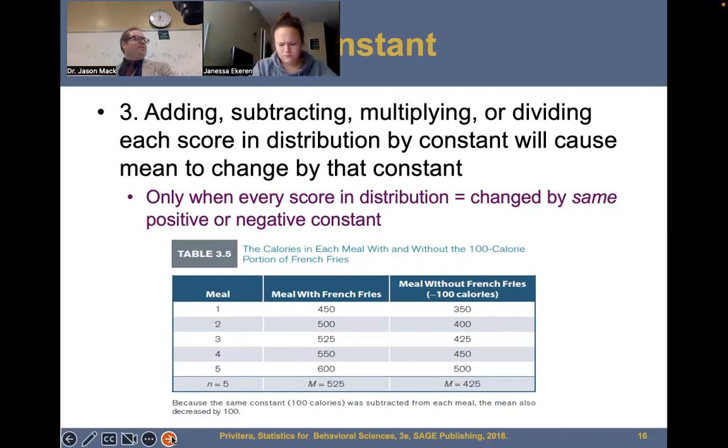Meal with French fries, 450 calories. Meal without French fries, 350 calories. If you look for our mean here, when we decrease them by 100 across the board, the mean decreases 100 total. That makes sense because it's just the addition and then the division of the number of them.